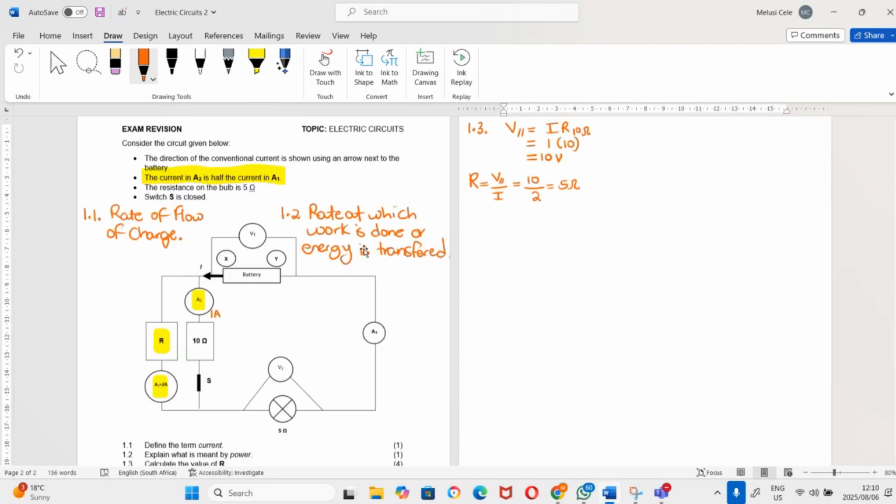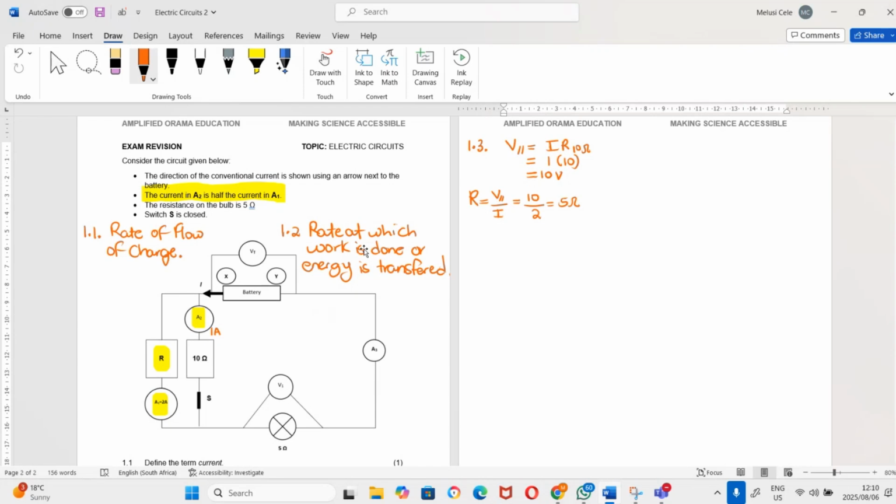1.4 says we must define the term voltage. I'm going to try and define it here. Voltage is the work done per unit positive charge, or the work done per coulomb of charge.